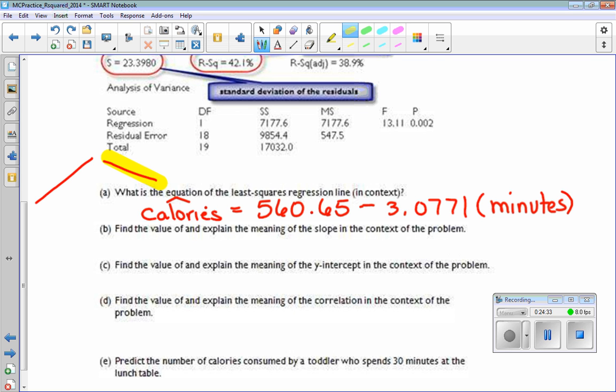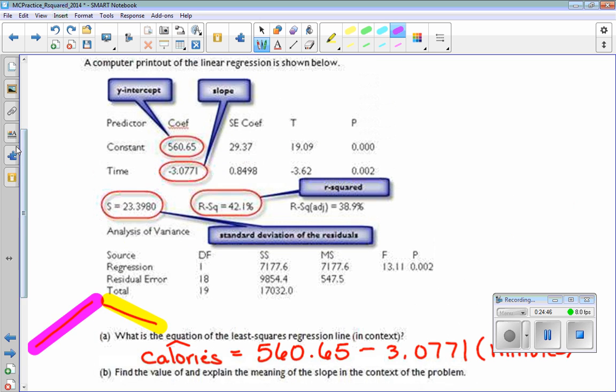I think the hard part is that when we think about eating over time, you would think the more time, the more calories you eat, right? So that's why you have to think about, well, let's look at this problem. If it was on my test, I would have said that and been a little bit more clear, okay? This is an actual practice problem from the textbook.